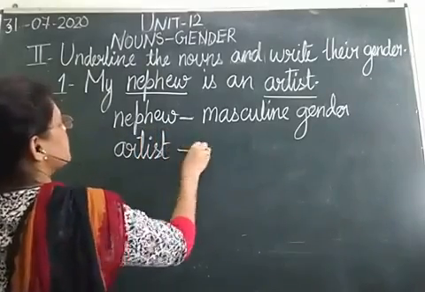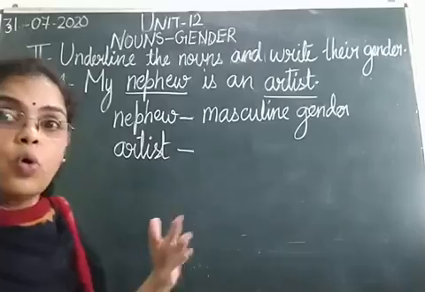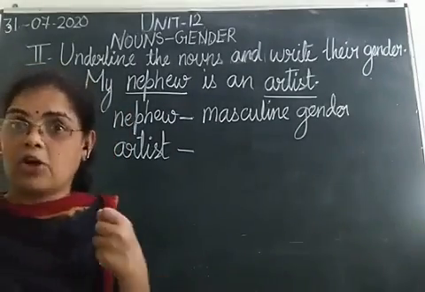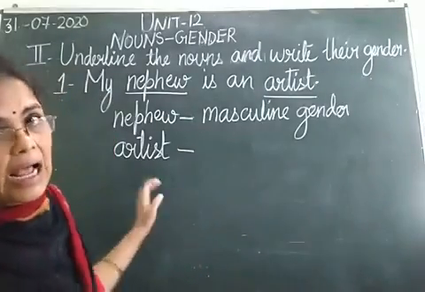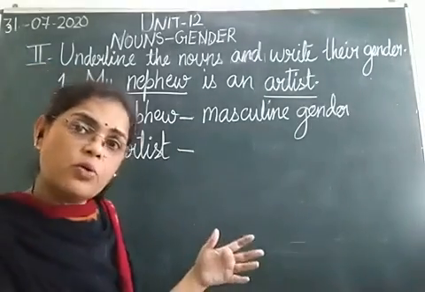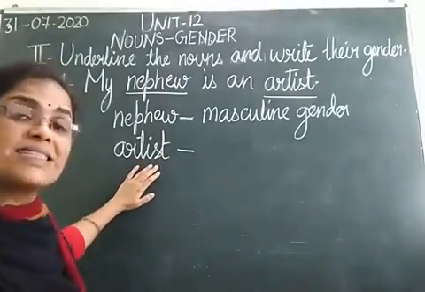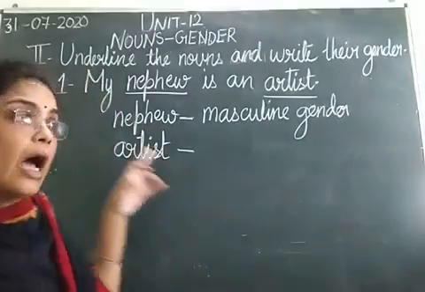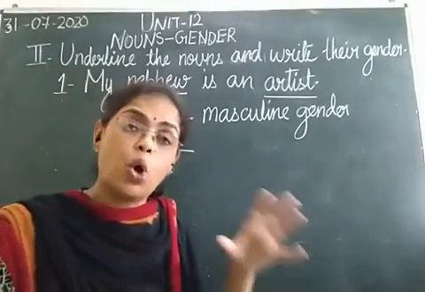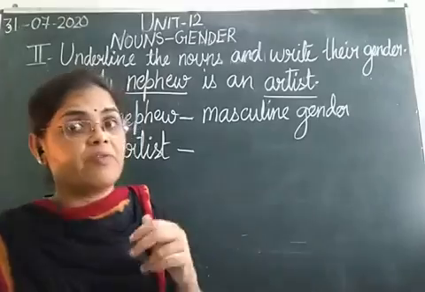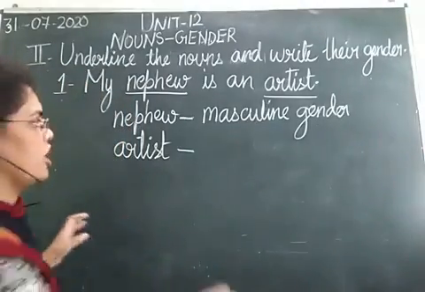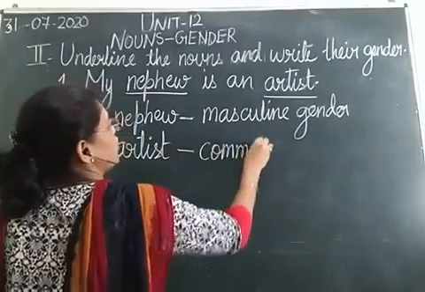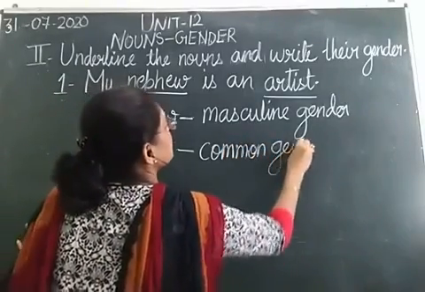Artist तो बेटा the one who makes art, and a male can also make and a female can also make. Artist can be a male as well as female. The one who's good at art is known as an artist. And बेटा जिसमें male female दोनों हो वो कौन सा gender है? I hope everyone remembers. Common gender. So artist is common gender.